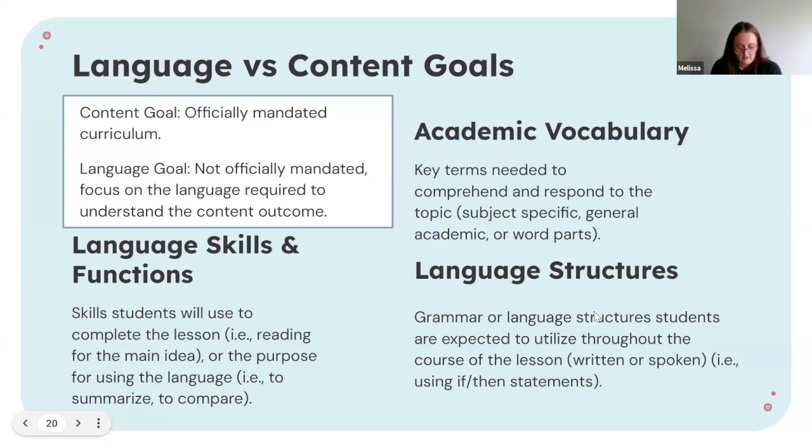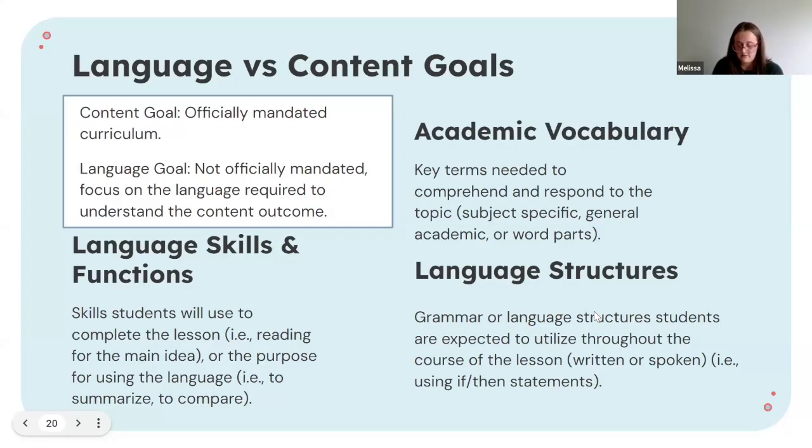When creating language outcomes, the teacher must focus on how students will use the subject-specific vocabulary and language structures needed to correctly explain their understanding of a topic. There are 3 categories that language objectives can align with. First, academic vocabulary. These are key terms that are needed to comprehend and respond to the topic. This includes building subject-specific vocabulary, general academic words, or word parts.